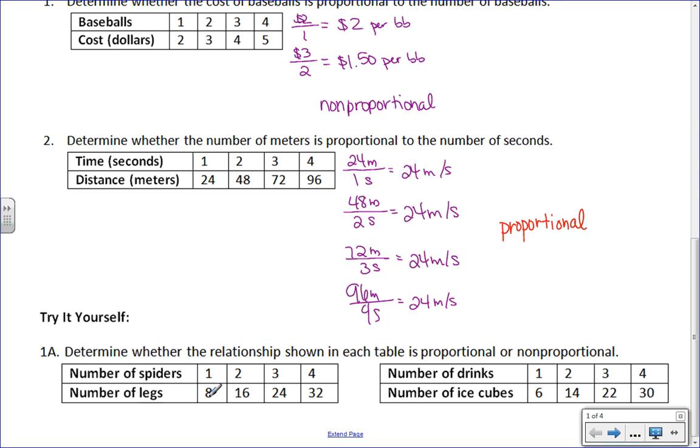Okay, so for the first one, you should have gotten that this relationship is proportional. But in the second table, this relationship is non-proportional.